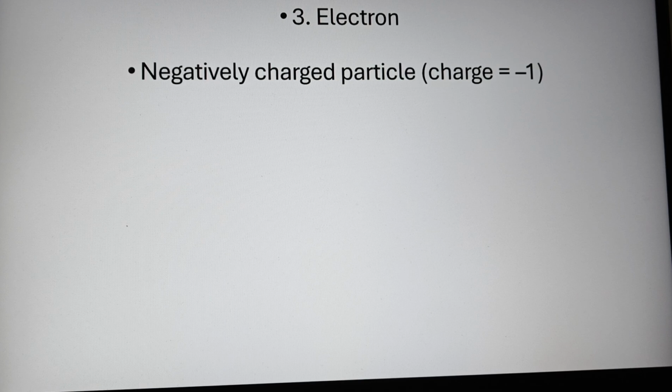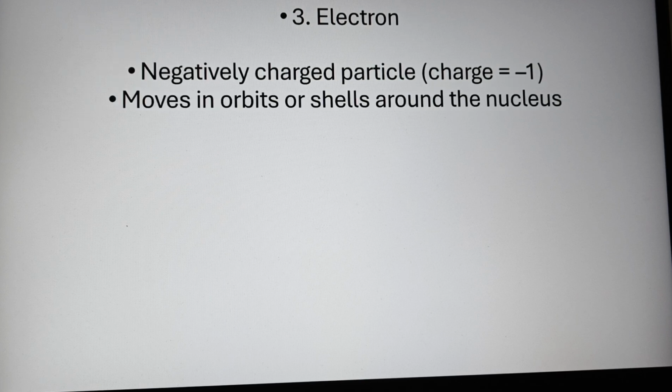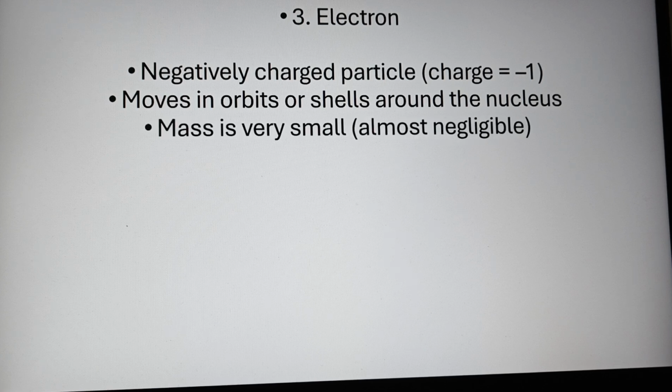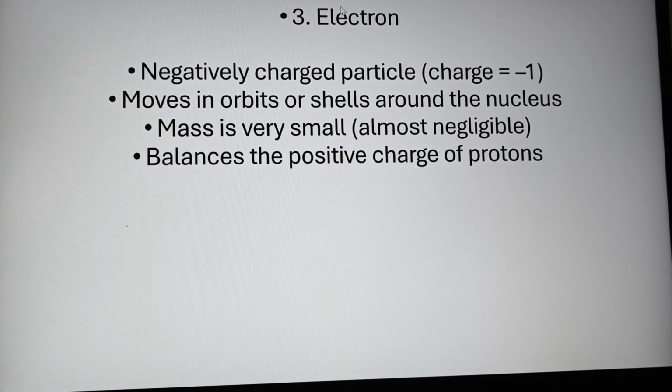Next we see what is electron. Negative charged particle is called electron. Electrons move in orbits or shells around the nucleus. The mass of an electron is very small, almost negligible. It balances the positive charge of protons.